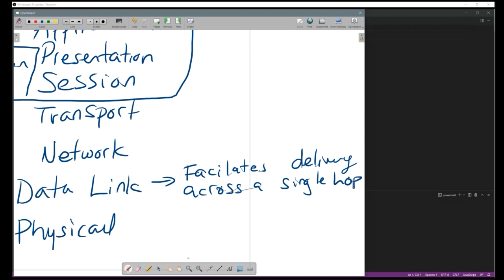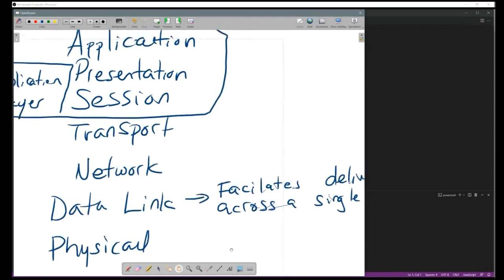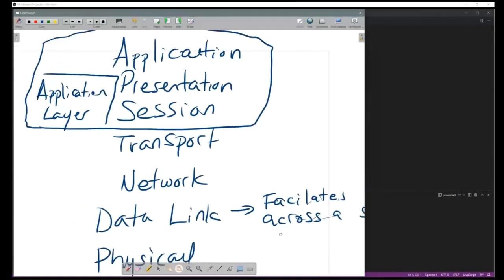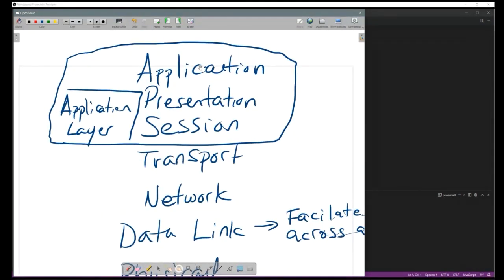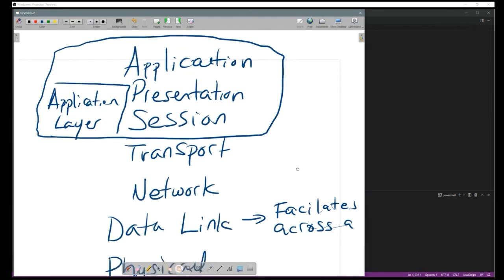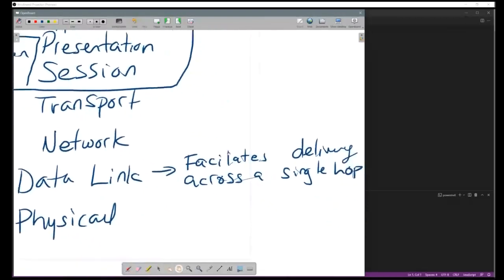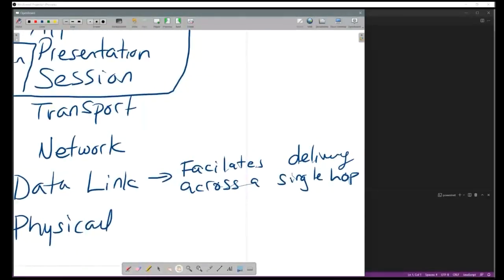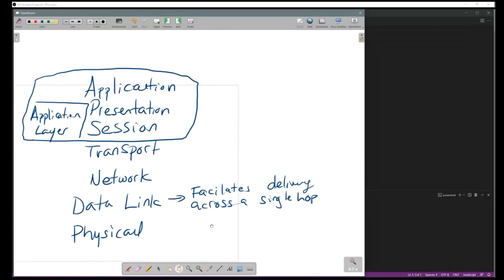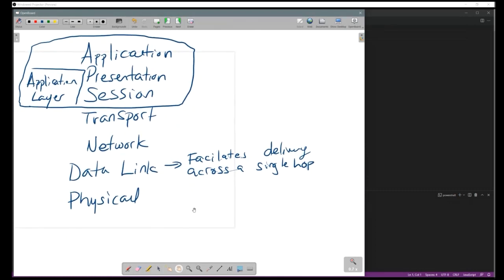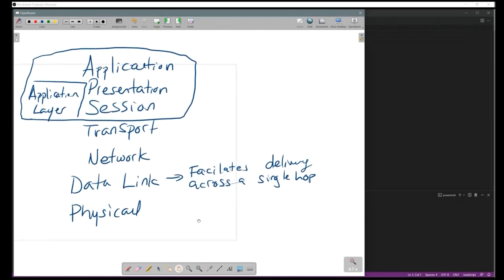Again, the key difference between OSI and TCP/IP is this. OSI has these 3 layers separated, and TCP/IP has them combined: the application, presentation, and session. Everything else, for the most part, is unchanged, at least with the TCP/IP model version that we're talking about, the 5-layer version.